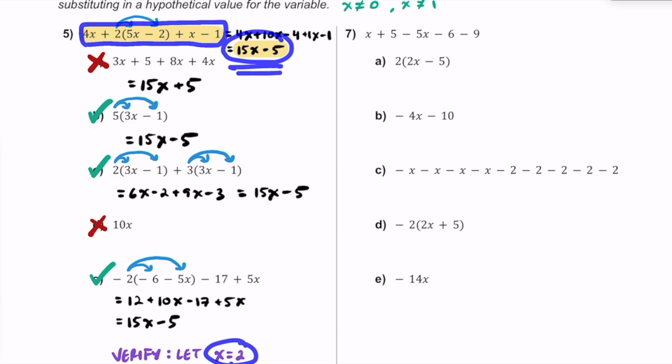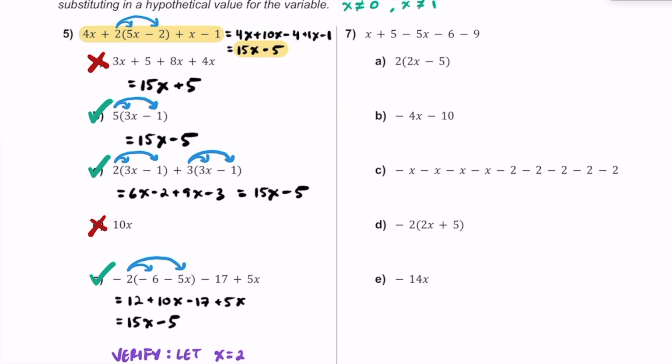So 15 times 2 is going to be 30. 30 minus 5 is going to be 25, right? So the original one's equal to 25. So does this work for over here? Well, let's see. If you plug in 2 here, 3 times 2 is 6. 6 minus 1 is going to be 5. 5 times 5 is also 25. So that works as well.